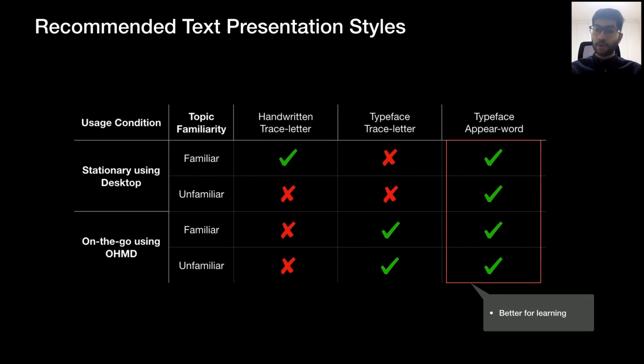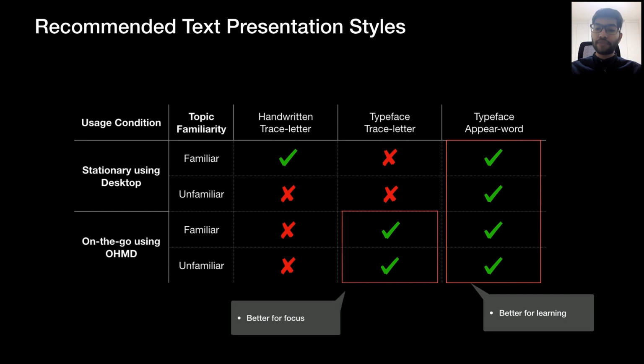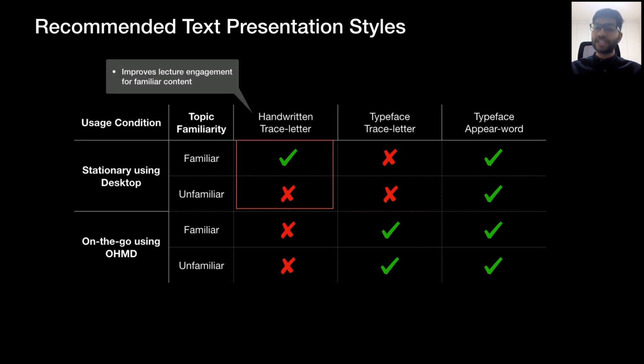Trace letter can also be considered, but it might be better for evoking users' focus to instructions that don't need to be remembered later on, such as navigation instructions. Finally, for stationary situations, handwritten trace letter could have uses for improving engagement with the learning material. However, if the material is unfamiliar, it could still hinder users' processing. Hence, as a more general purpose style, designers can consider typeface appear word presentation.